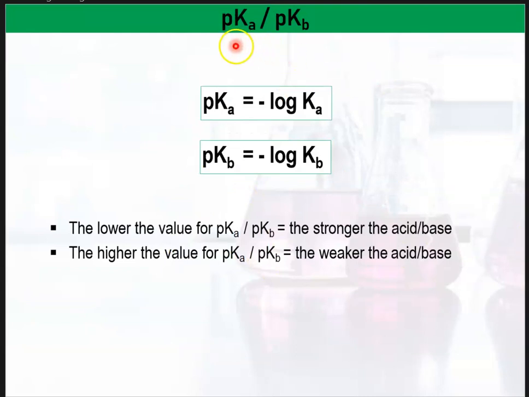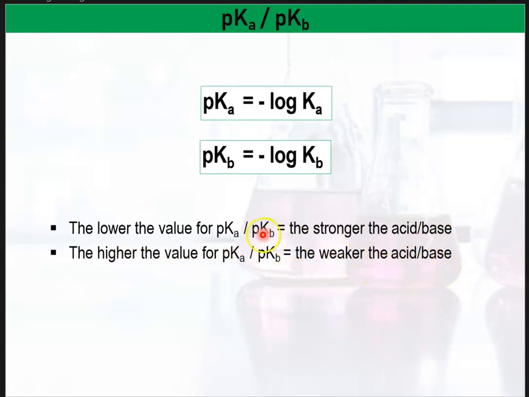So the relationship between pKa and pKb. Let's see what the relationship is between pKa and pKb to the Ka and Kb. Remember, p is negative log. So pKa is negative log Ka, and pKb is negative log Kb. The lower the value for pKa or pKb, the stronger the acid or base. The higher the value of pKa and pKb, the weaker the acid and base.